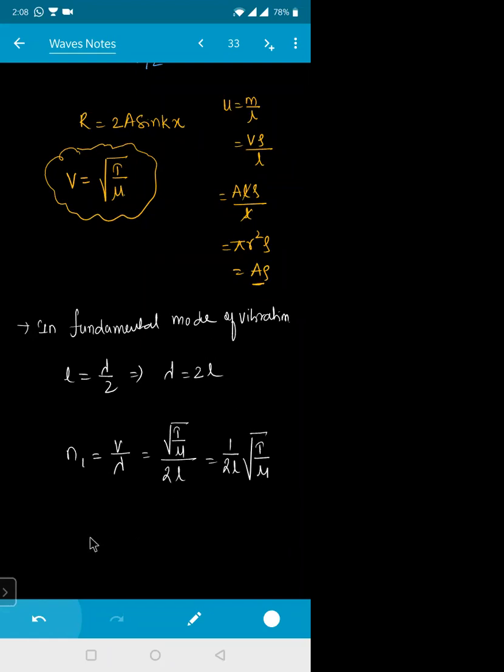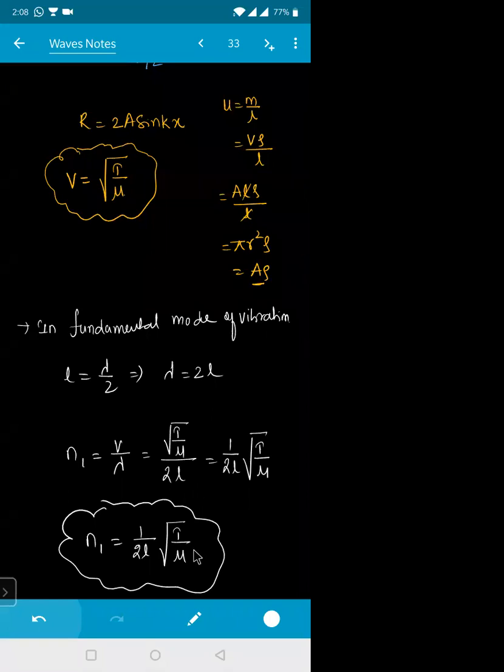So in the fundamental mode, the frequency N1 will be equal to 1 by 2L into under root of T by the linear mass density. This is known as the fundamental mode of vibration. Is it clear for everyone? Yes, sir. Fundamental mode is also called the first mode, in which how many loops are present? One loop is present. Clear?